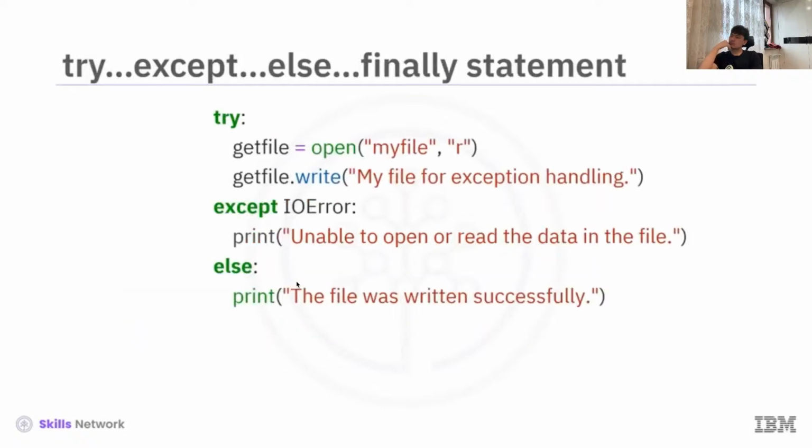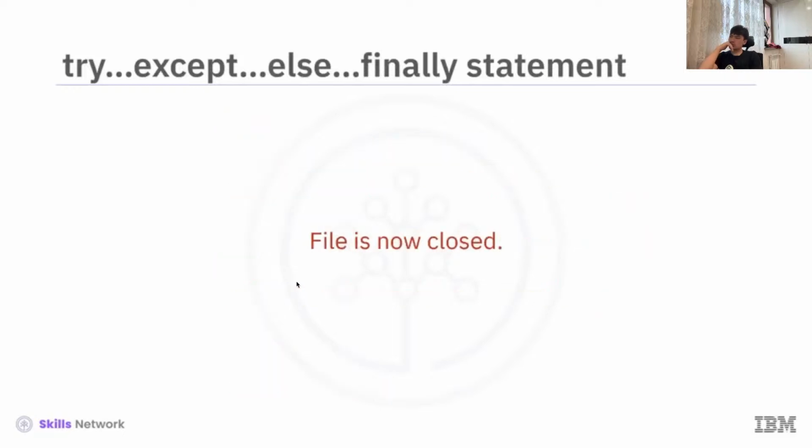Now that we have defined what will happen if our program executes properly, or if an error occurs, there is one last statement to add. For this example, since we are opening a file, the last thing we need to do is close the file. By adding a finally statement, it will tell the program to close the file no matter the end result, and print file is now closed to our console.